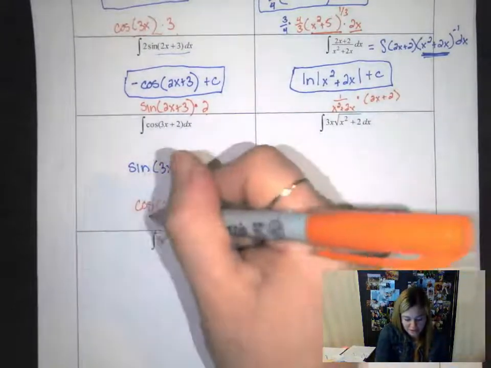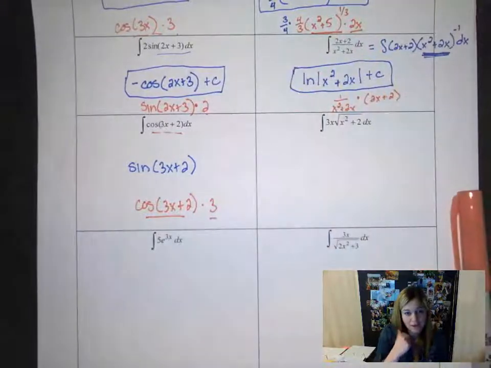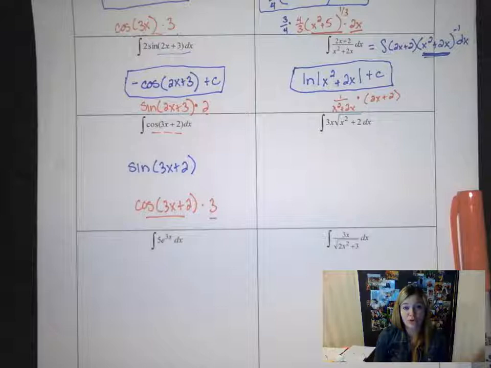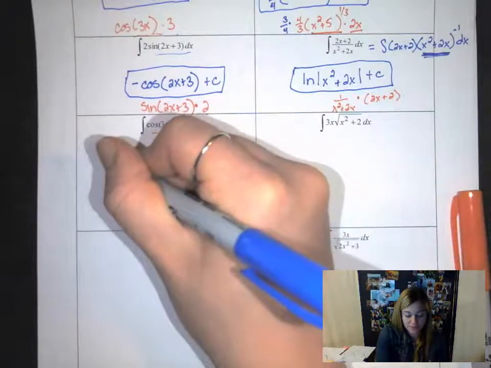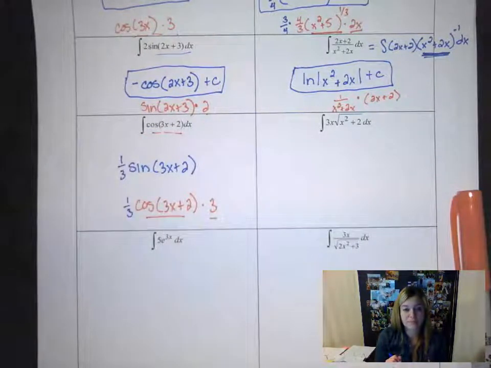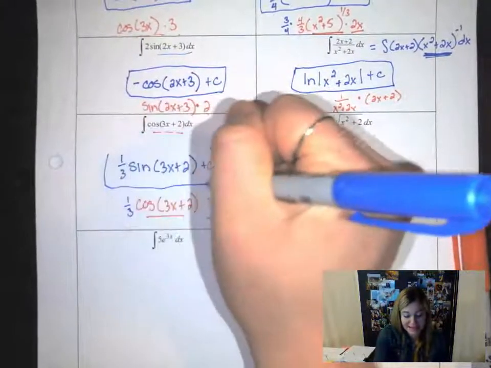You're like, okay, this matches up, but there's a 3 here that I don't want. How do I get rid of it? Remember, you can always multiply by a coefficient as long as whatever you do to the derivative, you also carry along with the antiderivative. So I'm going to say times 1/3. Now I've got it. These take practice.